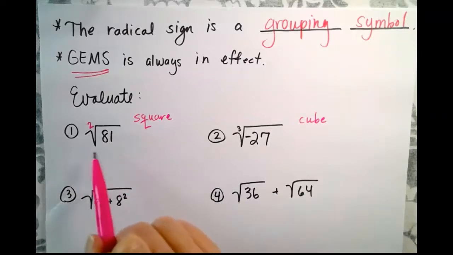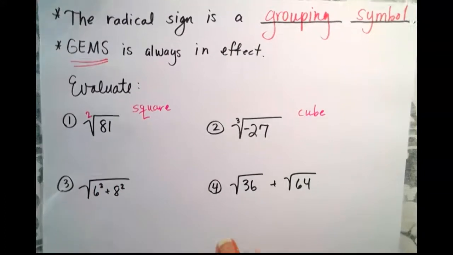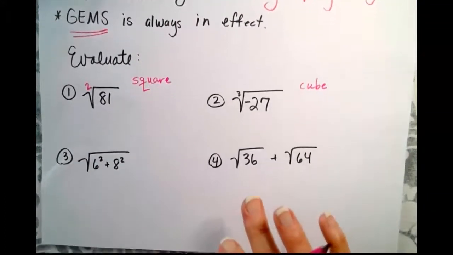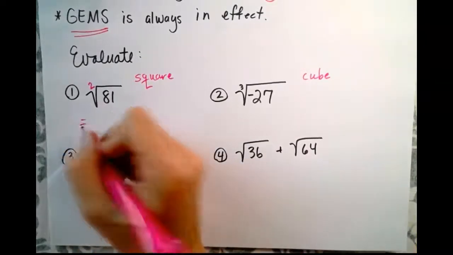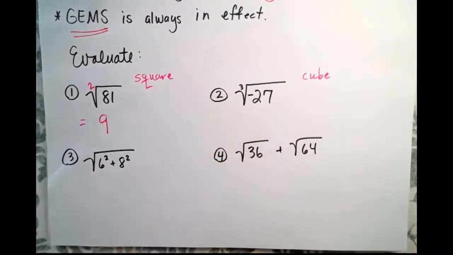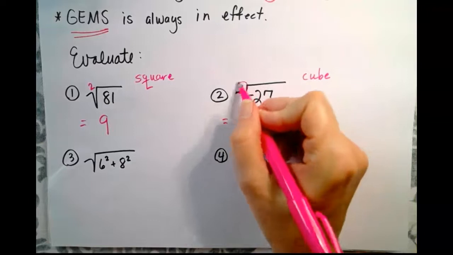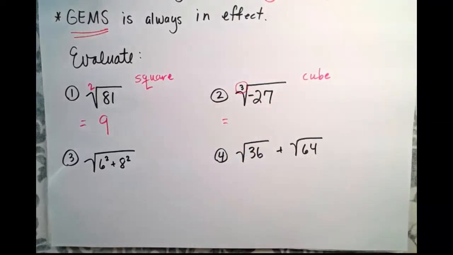So the question that number 1 is asking is what one number times itself is 81, and that of course is 9. 9 times 9 is 81, therefore the square root of 81 is 9. Number 2, what number times itself 3 times? We have an index of 3 here, so it's asking a different question. What number times itself 3 times is negative 27?